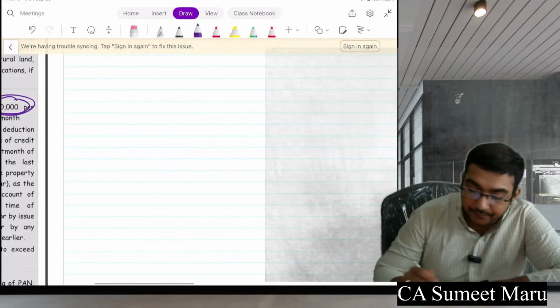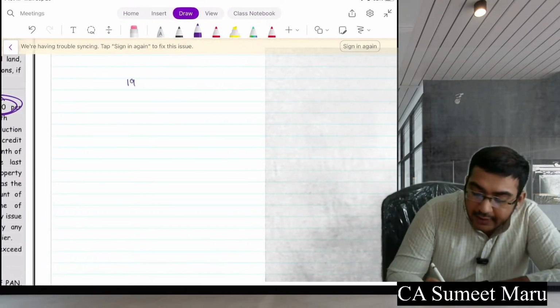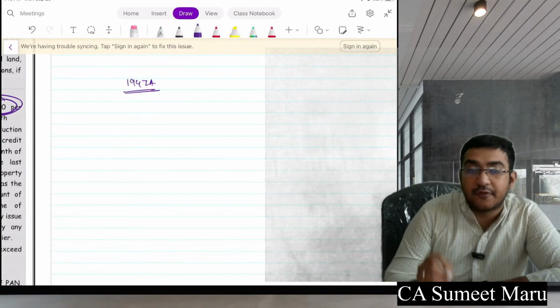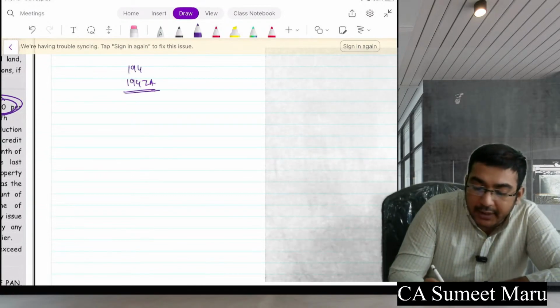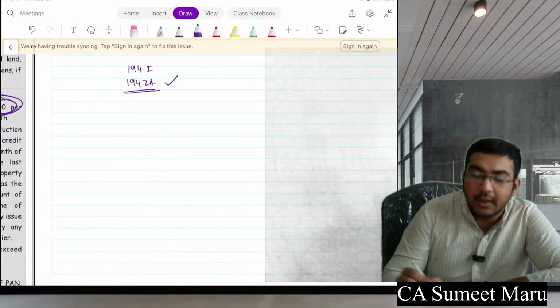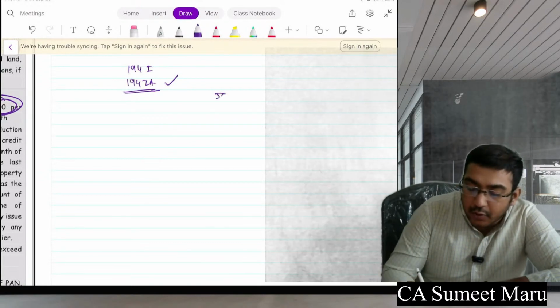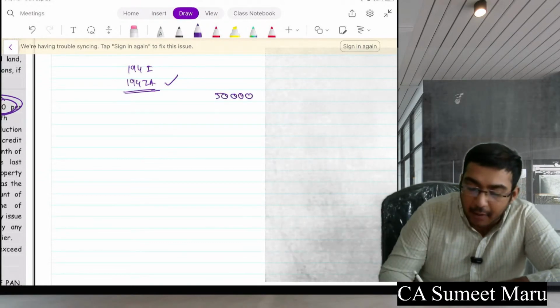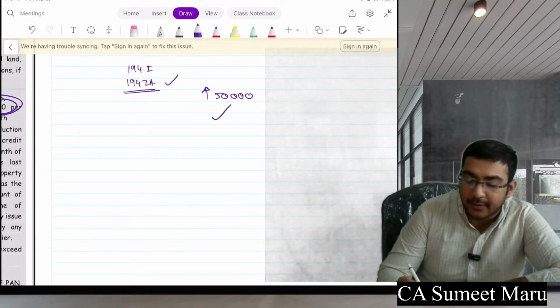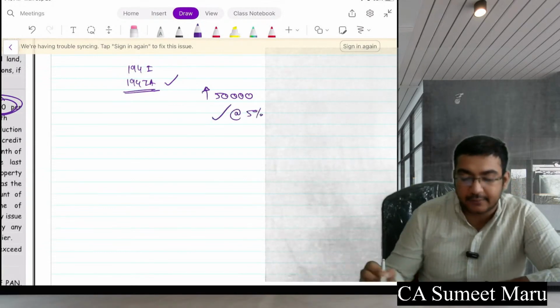Now please remember what this says. 194IA for all individuals and HUF. If audit is applicable, then go to 194I. If audit is not applicable, come here. See what your rent is. If it is above 50,000, this is applicable. TDS to be done at 5%.